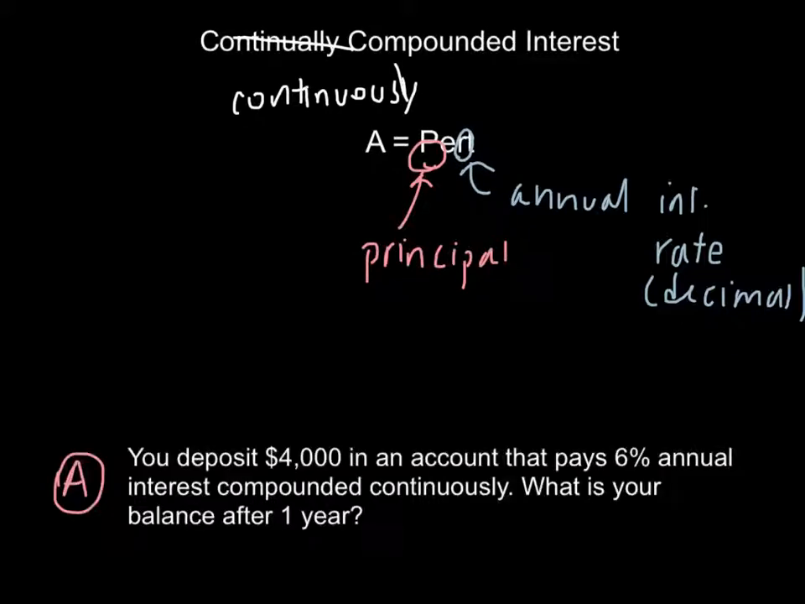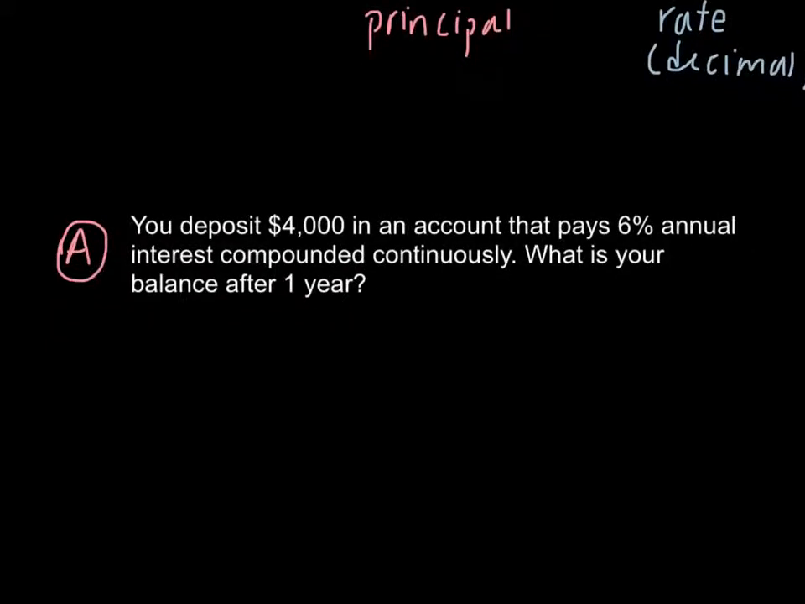So we have a problem. You deposit $4,000 in an account that pays 6% annual interest, compounded continuously. What is your balance after 1 year? So we're going to plug these values into our formula. I'll copy down the formula below. A equals P times e raised to the rt.